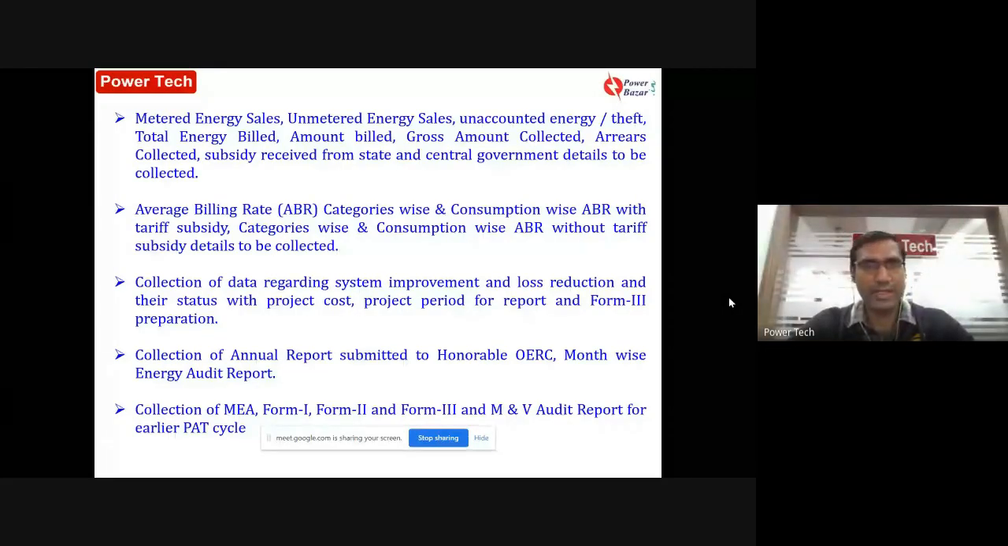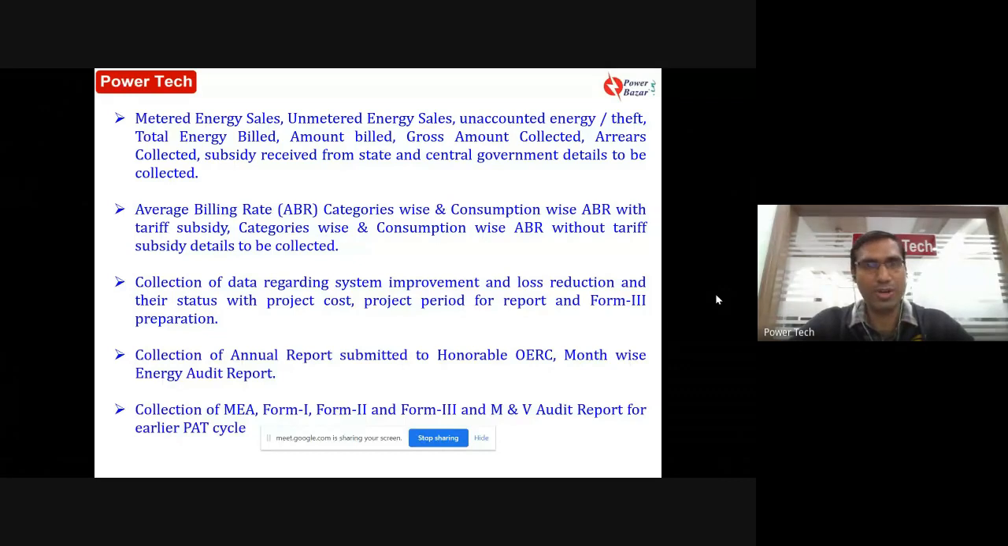So we'll discuss how these losses are calculated based on the collected data in a later slide. And then we also calculate the average billing rate, or category wise average billing rate, which is nothing but the total bill, how much is being billed for all categories, divided by the total units billed. So that will give you the billing rate. And then collection of the data regarding the system improvement and also loss reduction. All of these will be put up in the final report.